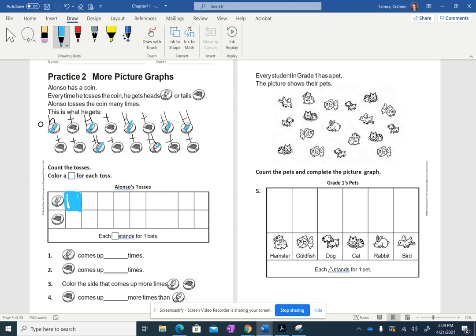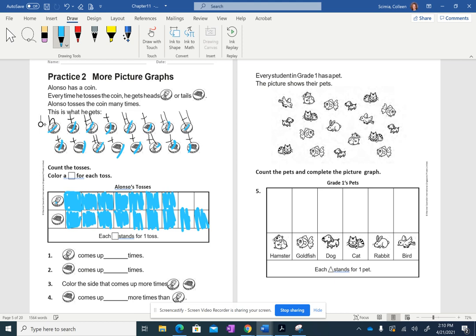So 1, 2, 3, 4, 5, 6, 7. Okay, and tails. 1, 2, 3, 4, 5, 6, 7, 8, 9. So now we've got to color 9 boxes. So 1, 2, 3, 4, 5, 6, 7, 8, 9.